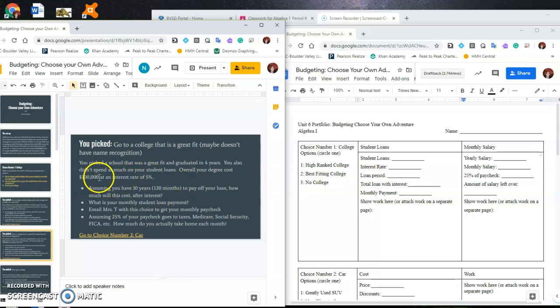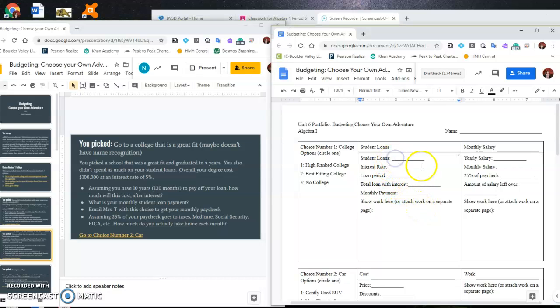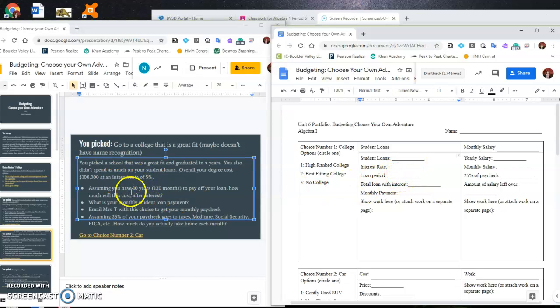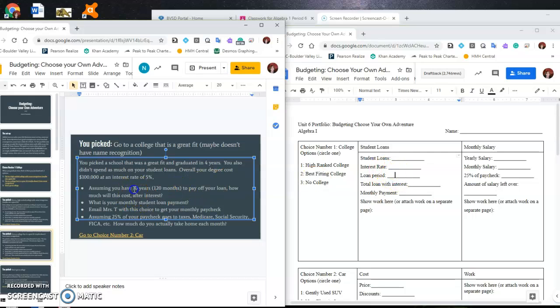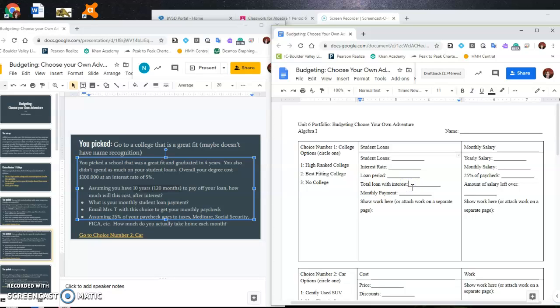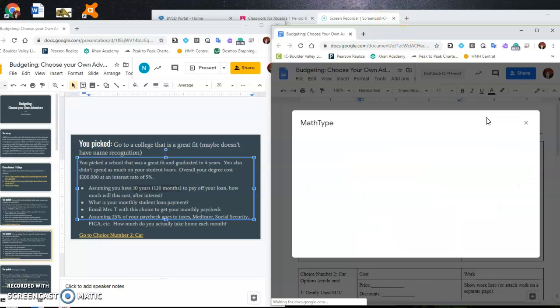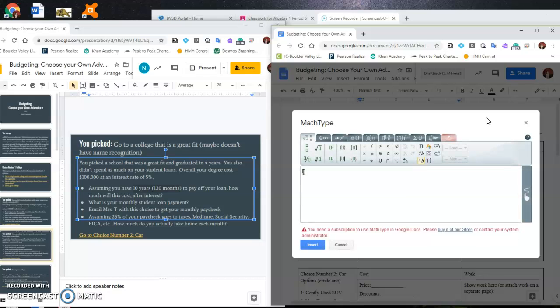You would say that your degree costs $100,000, so that would go into your student loans. And then it would be an interest rate of 5%, which you'd copy to 5% here. The loan period is 10 years, which is 120 months. And then you would have to use your equation, and your equation is y equals a. So let me just type that here, MathType. And you can use the MathType to help you with your math. So y equals a times 1 plus r to the power of x.